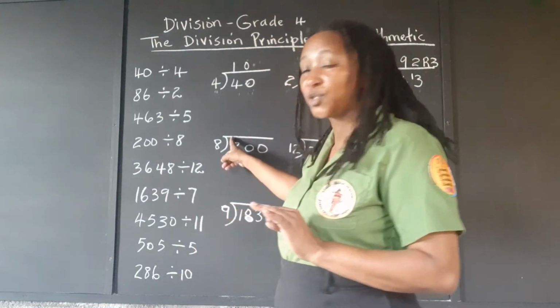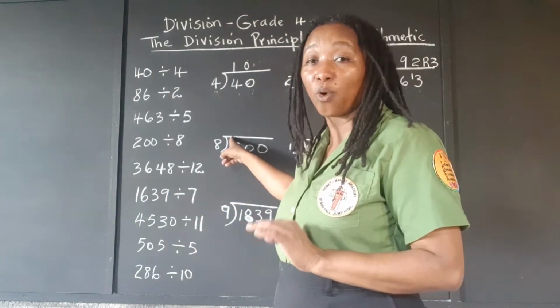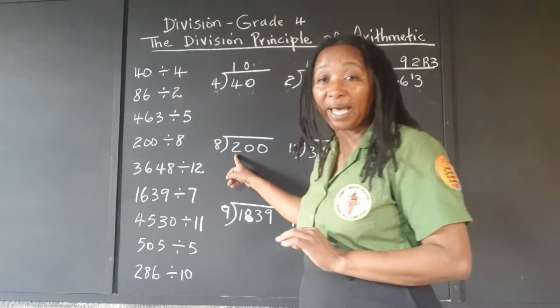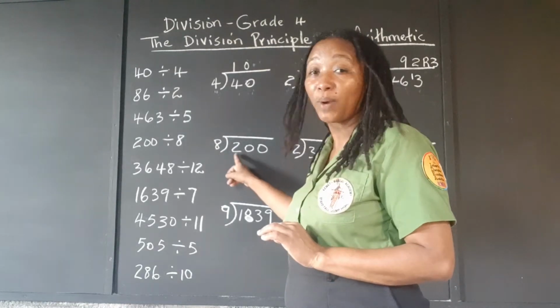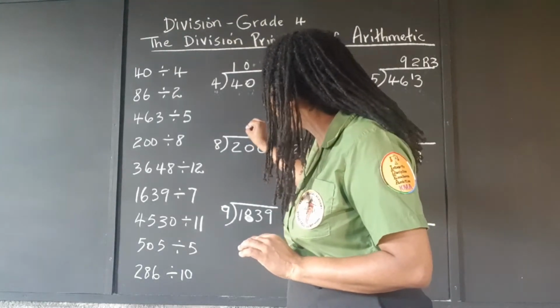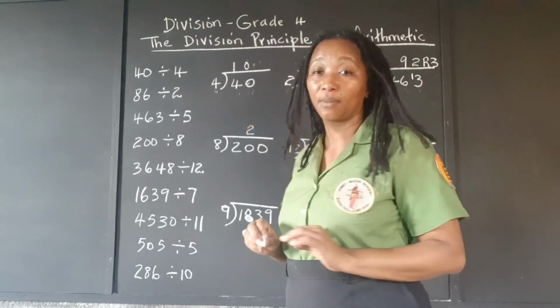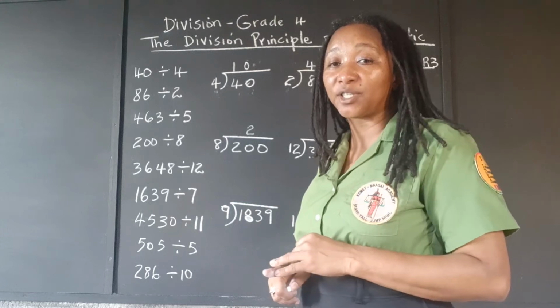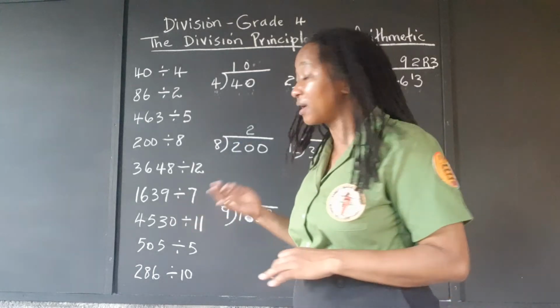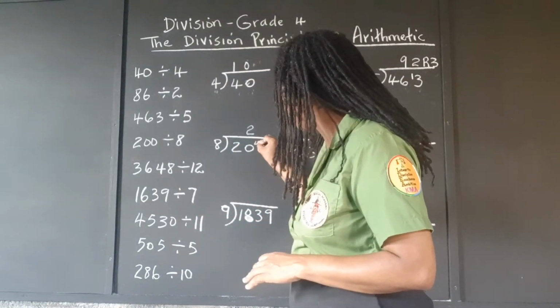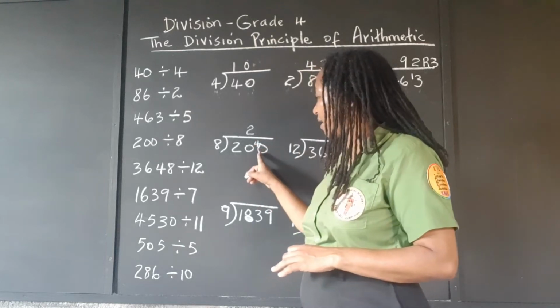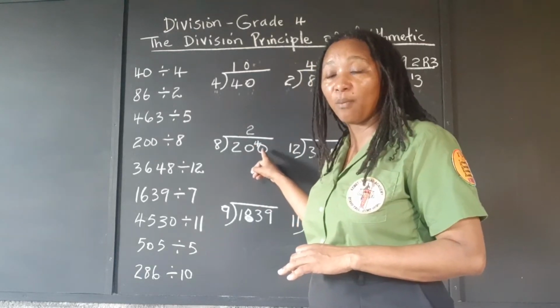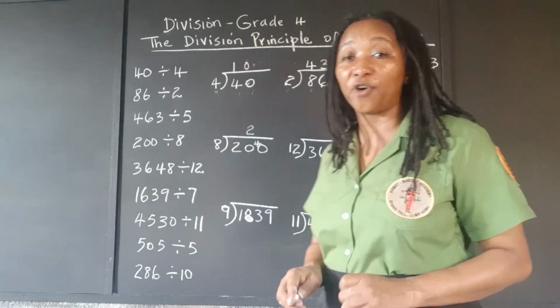We don't put the 2 here because we were not able to divide the 2 by 8. We were dividing the 20 by 8. So we put the 2 here. So we were able to get 2 groups of 8 out of 20, and we had 4 left back. We put that 4 here, and now we say 40. How many groups of 8 can you get out of 40?